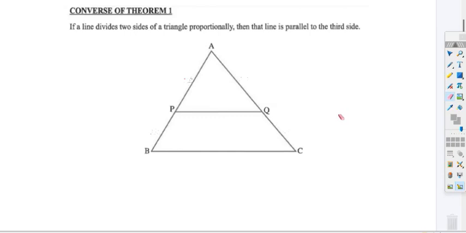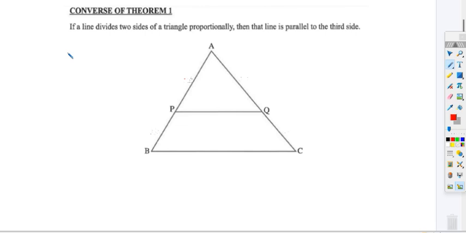All right, matriculants. This is the second one in geometry. We are looking at the converse of theorem 1, that is the reverse of the first theorem. The first theorem that we dealt with in the previous lesson was saying a line drawn parallel to one side of a triangle divides the other two sides in proportion. So for that one, we were given a line which is parallel. And if that line was parallel, then it was confirming that the two sides are divided in proportion.